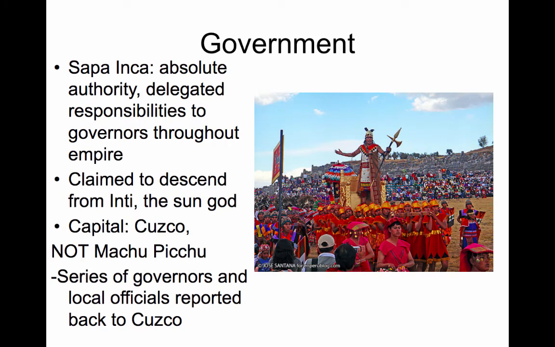Other elements I want to make us aware of in terms of the government is that the leader of the Inca Empire is known as the Sapa Inca. And he's an absolute authority, but he delegates his responsibilities to governors and then people who are underneath the governors, right? So everything goes back to the Sapa Inca, but he doesn't do everything alone. He creates a very complex government. And as I mentioned, he's considered divine because he claims to descend from Inti, the sun god.